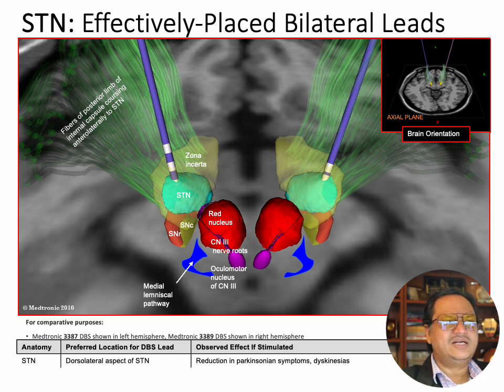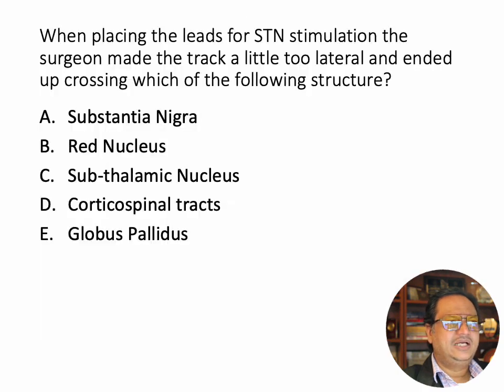And you can create a visual test, and a question can now look like this. You can ask: when you're placing leads in a clinical context for subthalamic nucleus stimulation, the surgeon makes a track a little too lateral and ends up crossing which of the following structures? So now you're not asking in terms of, okay, how many millimeters is this and how many millimeters is that. What you're asking is a more relevant practical question: as you are trying to place a lead as a resident, what mistakes can you make if you put it too lateral, what would you cross, right?